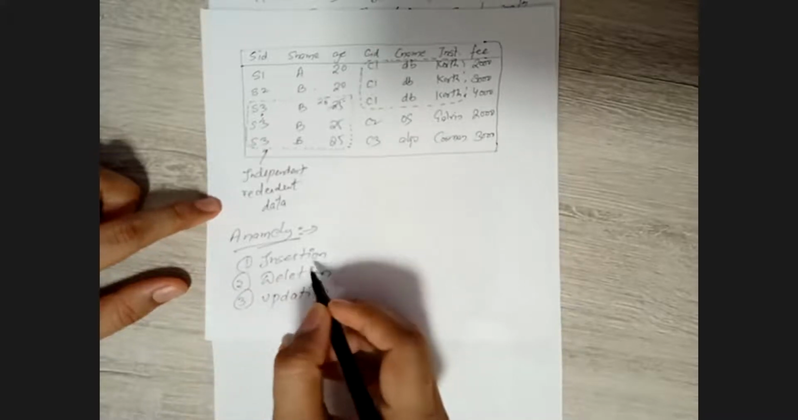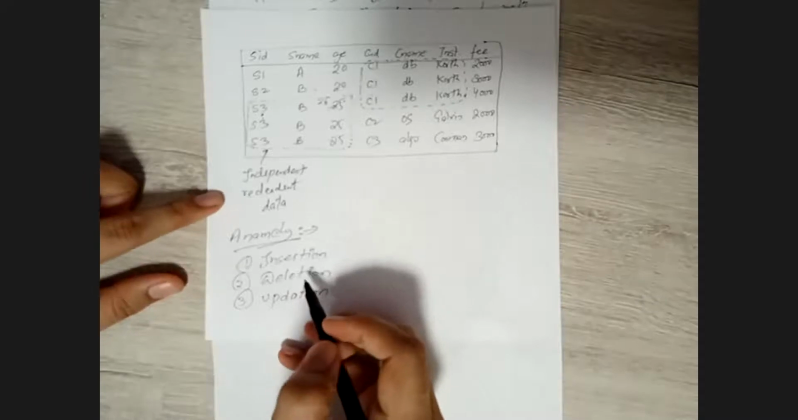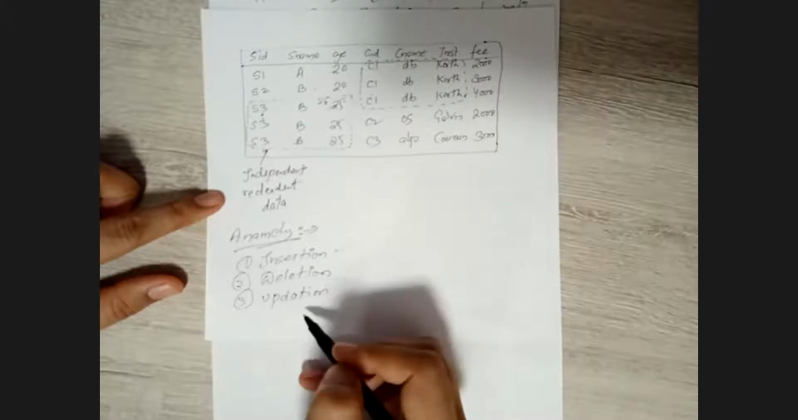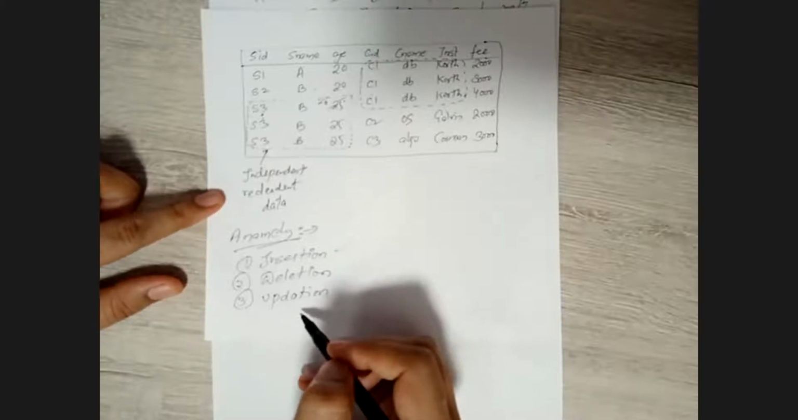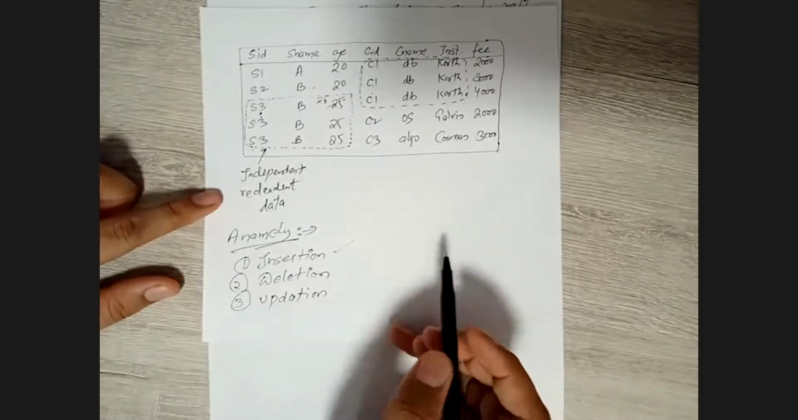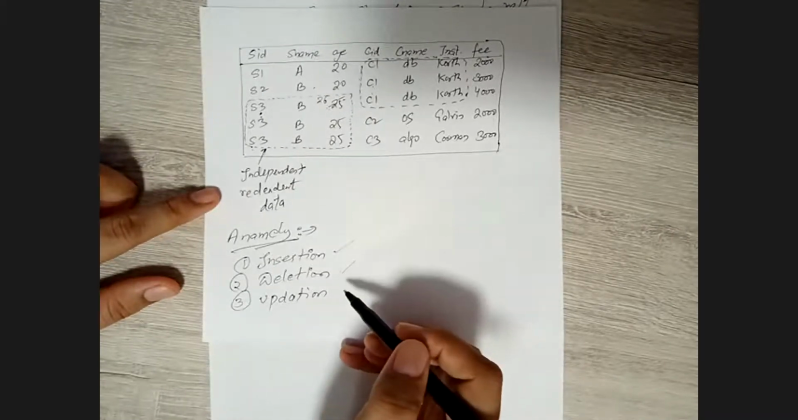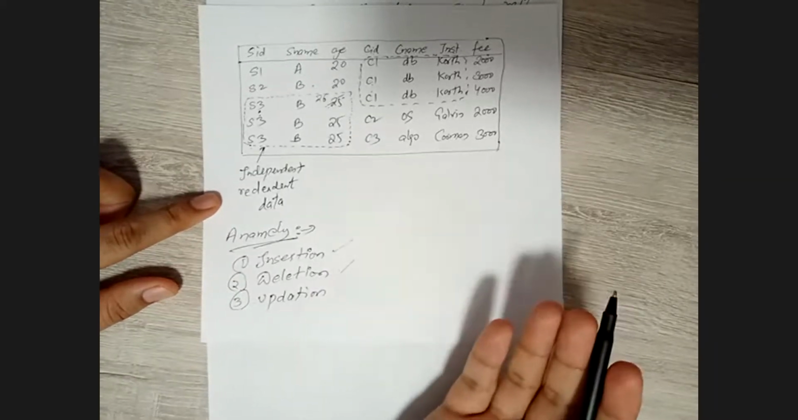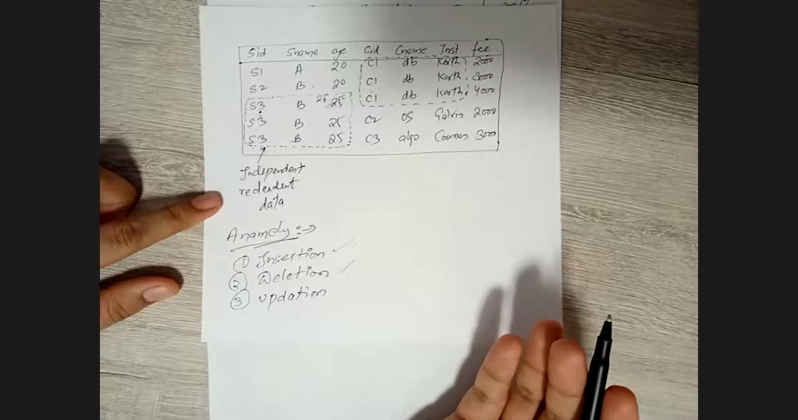Insertion: to insert some data, we are forced to insert other independent data as well. In deletion, because of the deletion of some data, we are forced to delete other independent data as well, as we saw. And in updation, if some redundant copy is updated, the other redundant copy fails to update, which causes inconsistency.